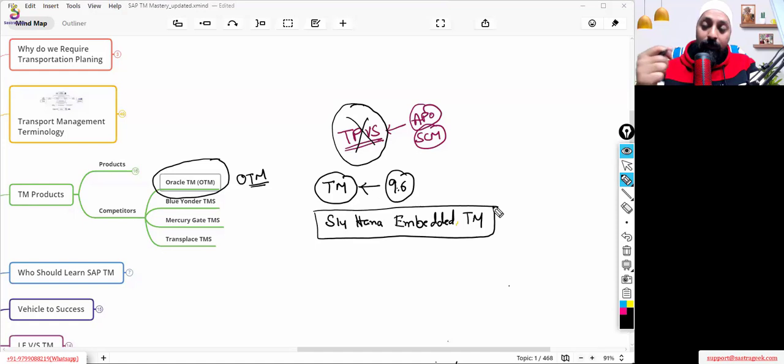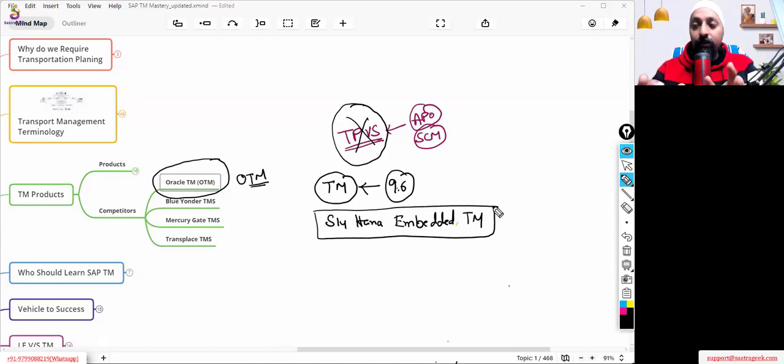Now, when SAP started putting the embedded TM, where TM is embedded in the core ERP system, and where the business was having a requirement of transportation, then the mindset changed. I want to manage my transportation within my country. I have S4HANA. Within S4HANA, I have a transport management solution. I need to just pay an extra license cost and start using it.